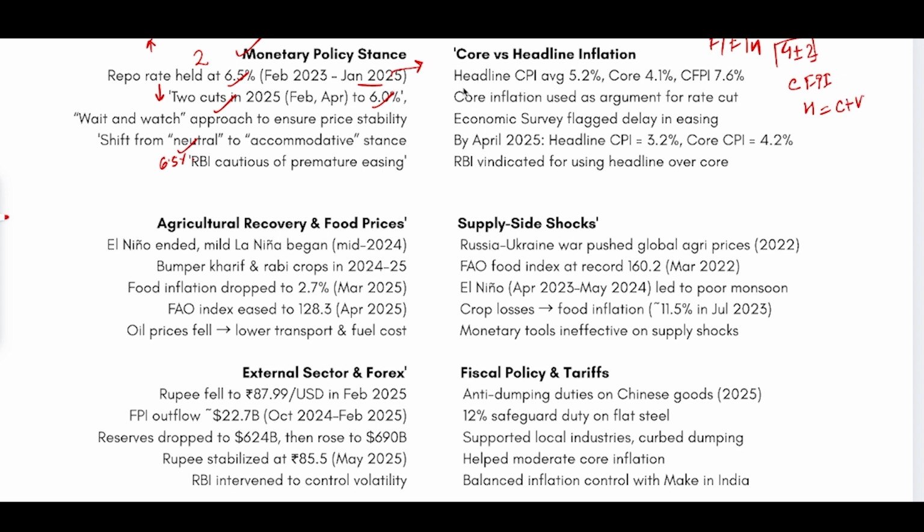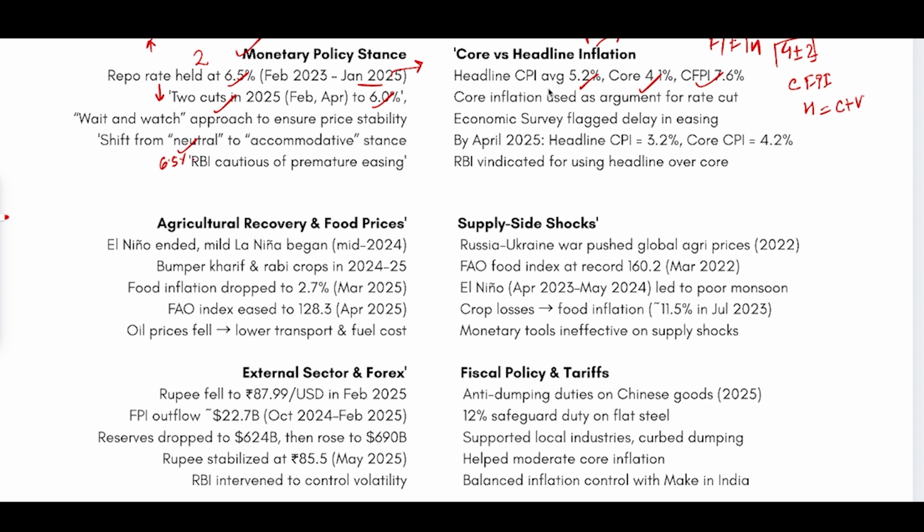Now, during the February 2023 to January 2025 period, which was the period of unchanged repo rate, India's inflation saw a striking divergence between headline and core inflation. They were not aligned together. Headline CPI averaged around 5.2%, whereas core averaged around 4.1%, and CFPI averaged around 7.6%, indicating clearly that consumers were facing steep price rises in food items on average.